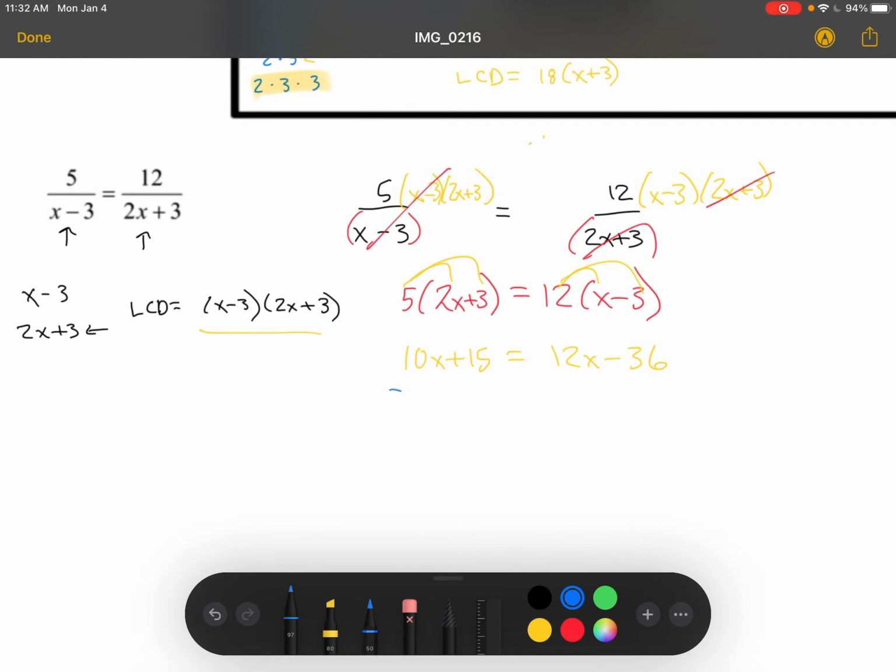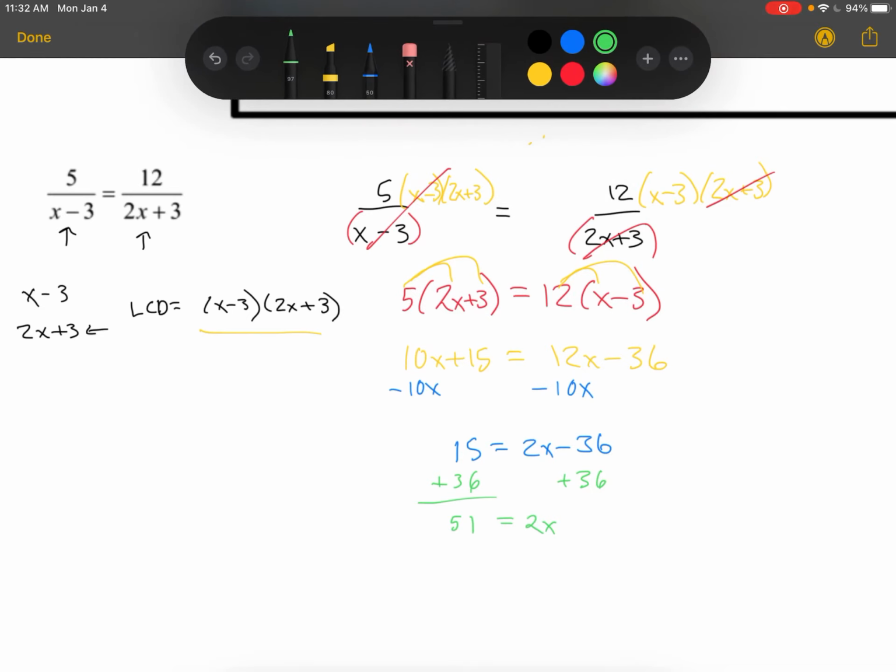We can now subtract 10x from both sides, and then add 36 to both sides. And then finally, we can go through and divide by 2. So we'll get x equals 51 over 2, or 25 and a half.